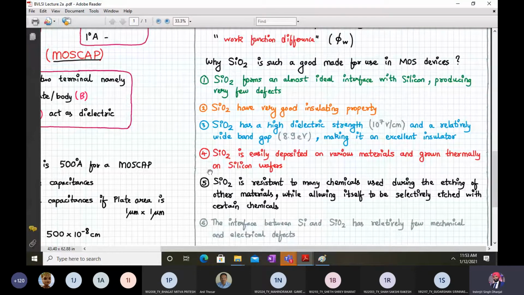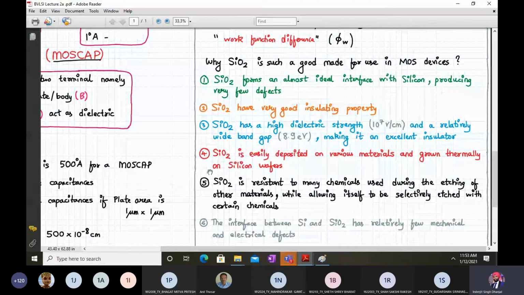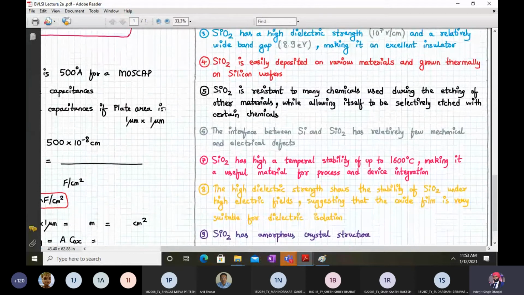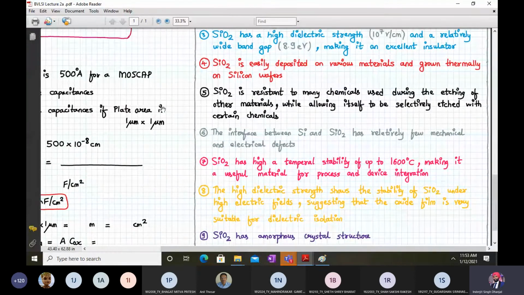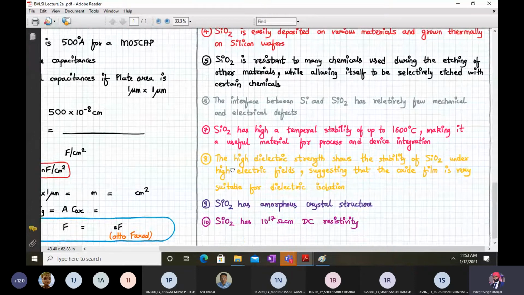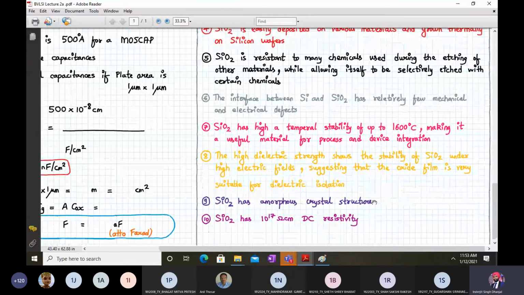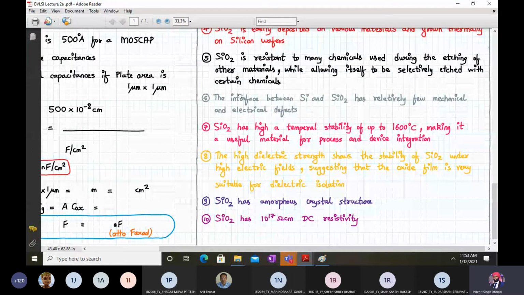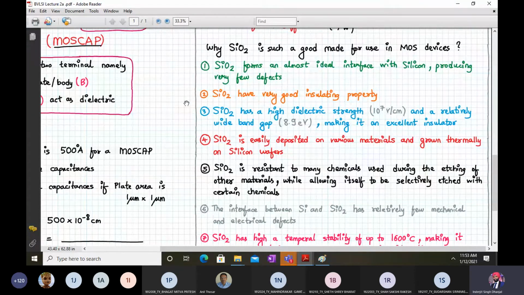See, silicon dioxide is a dielectric material, an insulator. But insulators might also have some defects inside because of the crystal structure. Silicon dioxide is basically an amorphous crystal structure. A crystal structure can have defects, but the SiO2 structure has very few defects because interfacing with silicon produces very few defects.